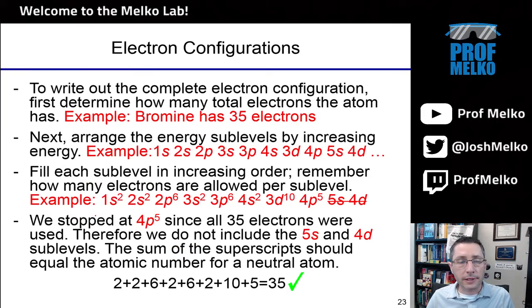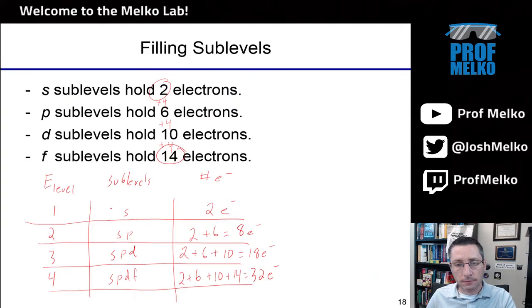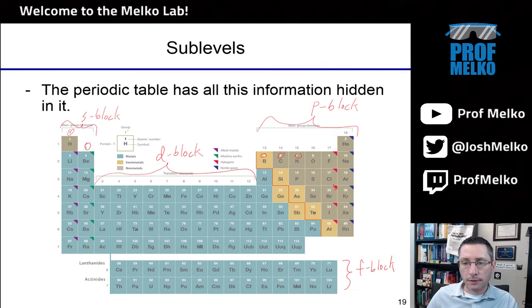Let's see this with an example. We can write out the complete electron configuration for any element. Here we're going to do bromine. If we go to the periodic table, here's bromine, 35 electrons.